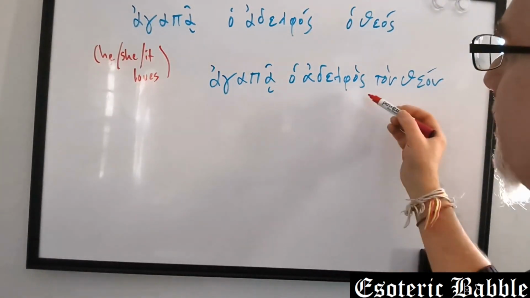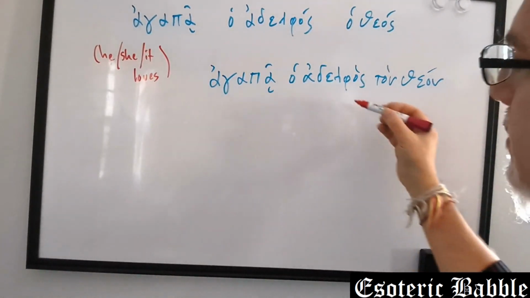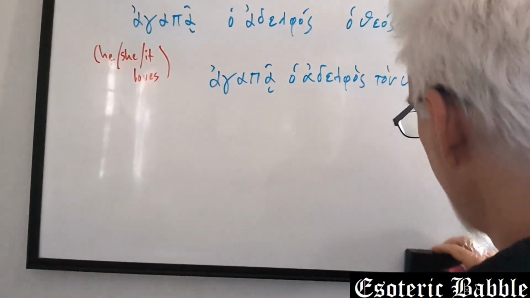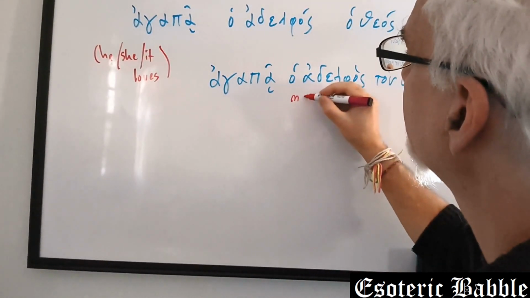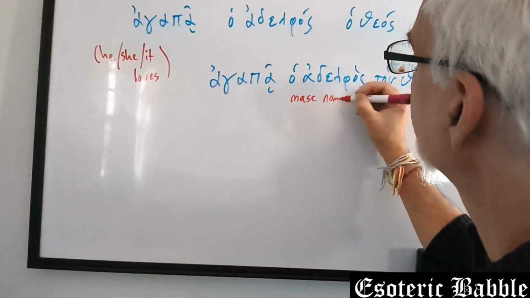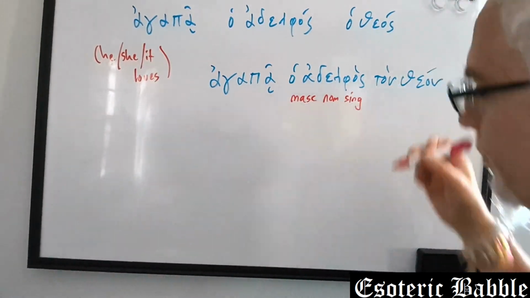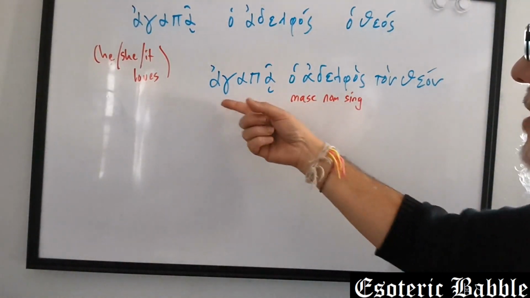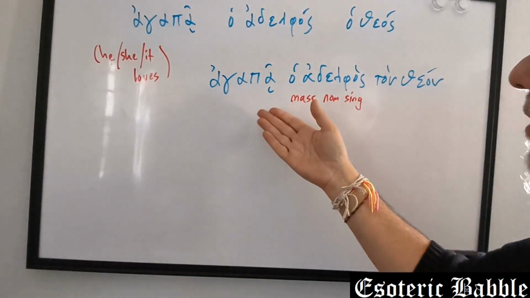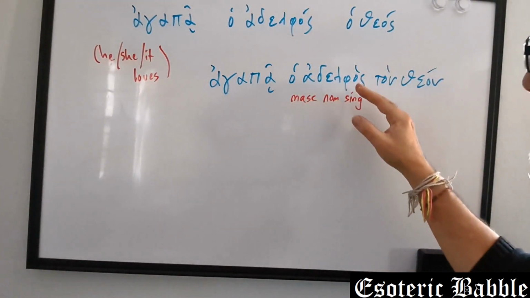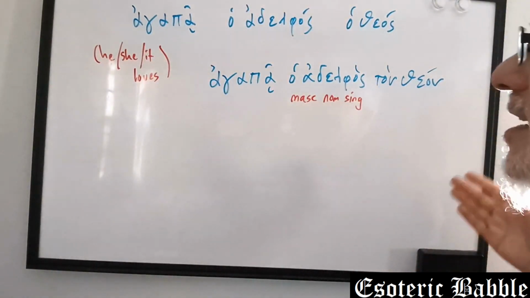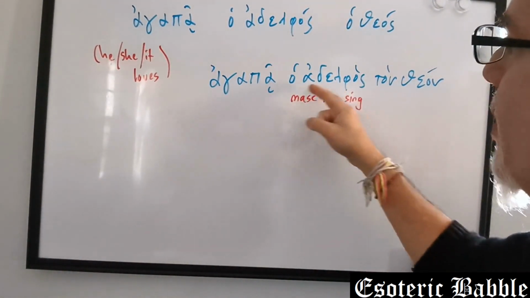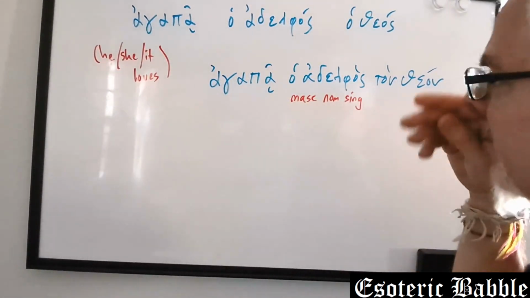We see we have ho adelphos. I know it's not up here, but this is our masculine nominative singular. The nominative is the subject case. And so when you have a situation like this, he, she, or it loves, if we have a specified subject, it kind of overrides the he, she, or it part. So what this much is going to mean is the brother loves.